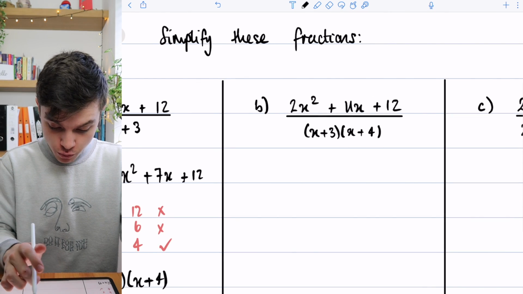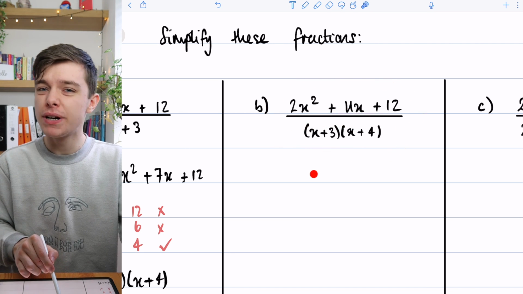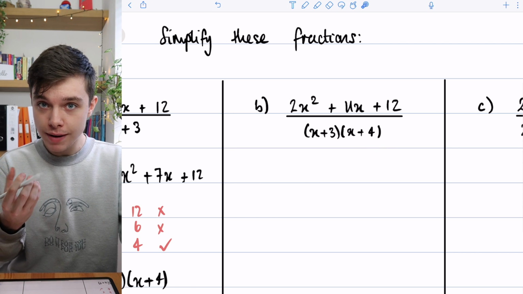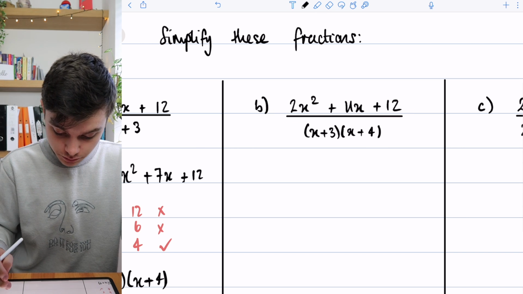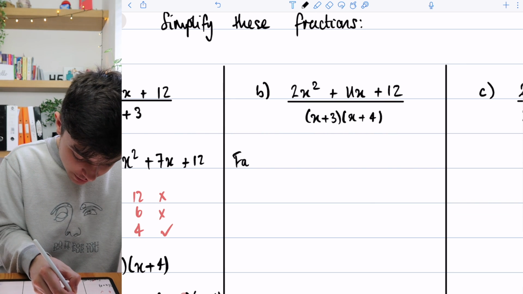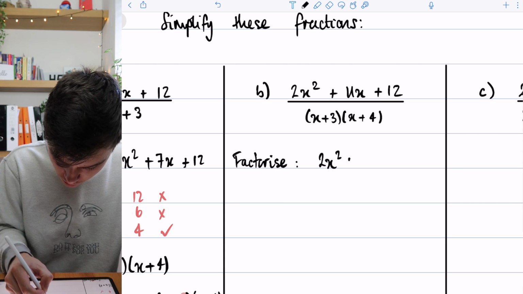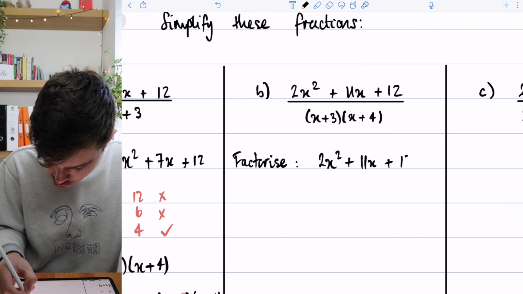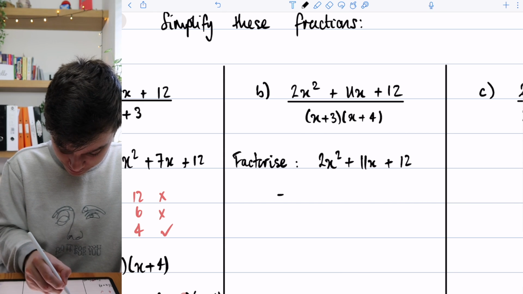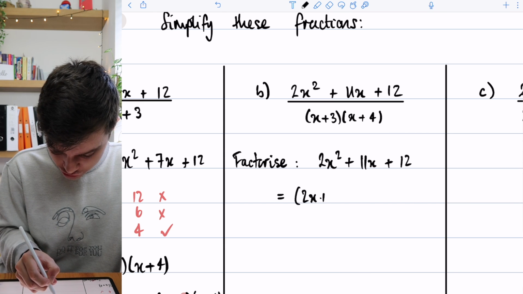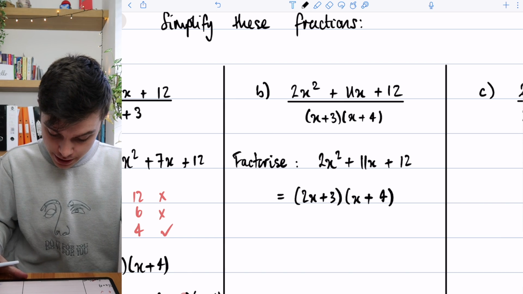B is a little bit different. We have a quadratic on the top, and then we have a quadratic on the bottom, but in factorised form. So again, we want to do some cancellation, so let's see if we can factorise the top, okay? Factorising the quadratic on the numerator, we should really say, factorise 2x squared plus 11x plus 12, okay? When we do that, we get this, okay? We get 2x plus 3 times x plus 4, okay? That's what we get there.